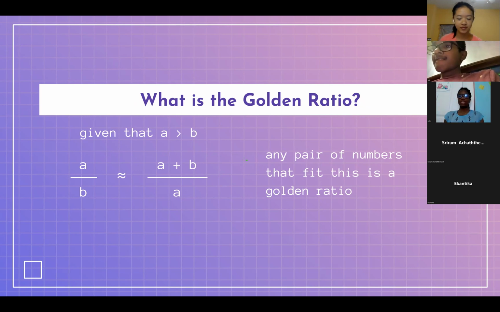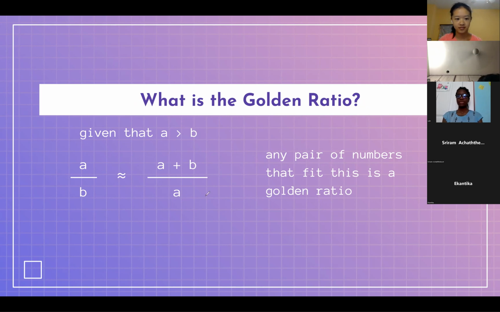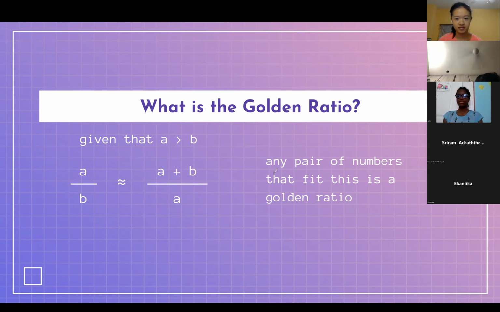So something that's related to the Fibonacci sequence is the golden ratio, where A over B is approximately equal to A plus B over A, and A has to be bigger than B. And any pair of numbers that fit this are known to have a golden ratio.